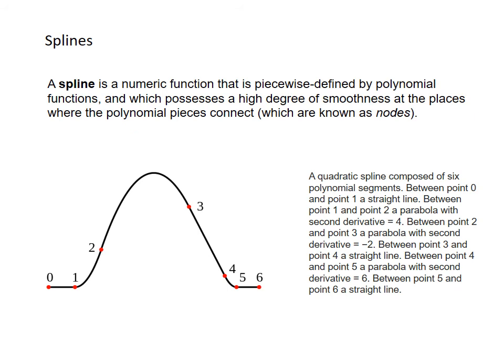So the weather data is often included in a format that we call splines, right? So splines are numerical functions that are really like piecewise, not linear, but piecewise functions defined by polynomials, right? So mathematical models that have exponents, right?